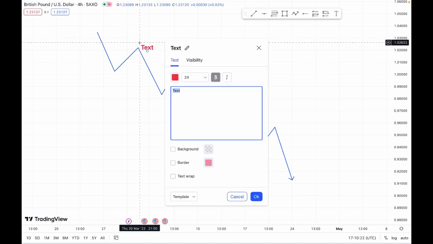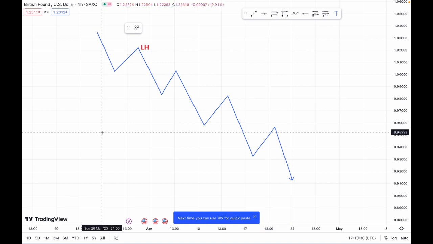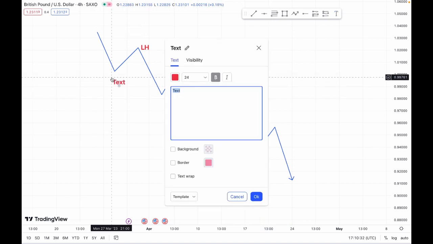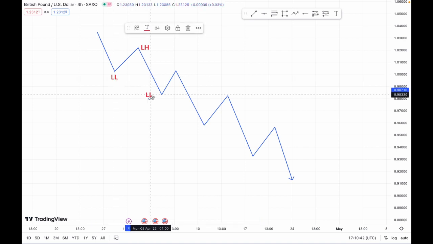And why is it called a lower high? Again, there's nothing complicated about it. That's just because it is lower than the previous high. There's truly nothing complicated about this. It's just lower than the previous low and lower than the previous high.